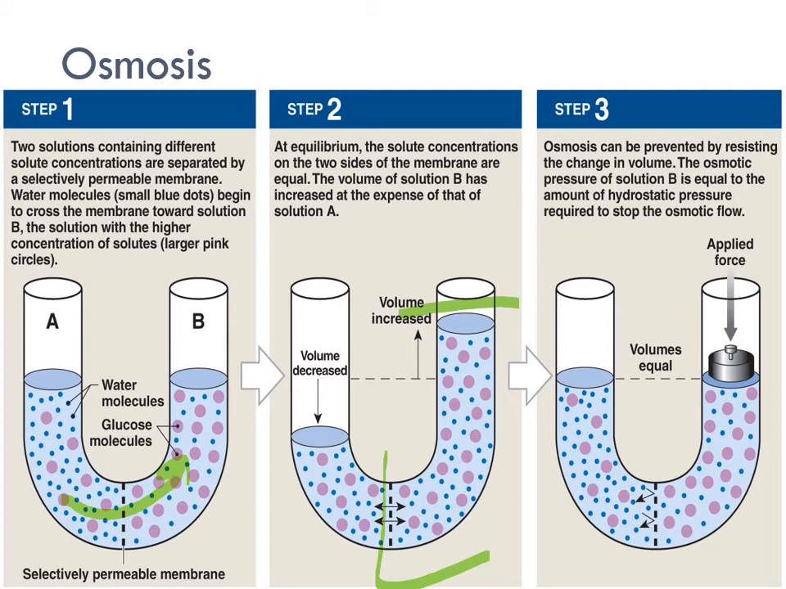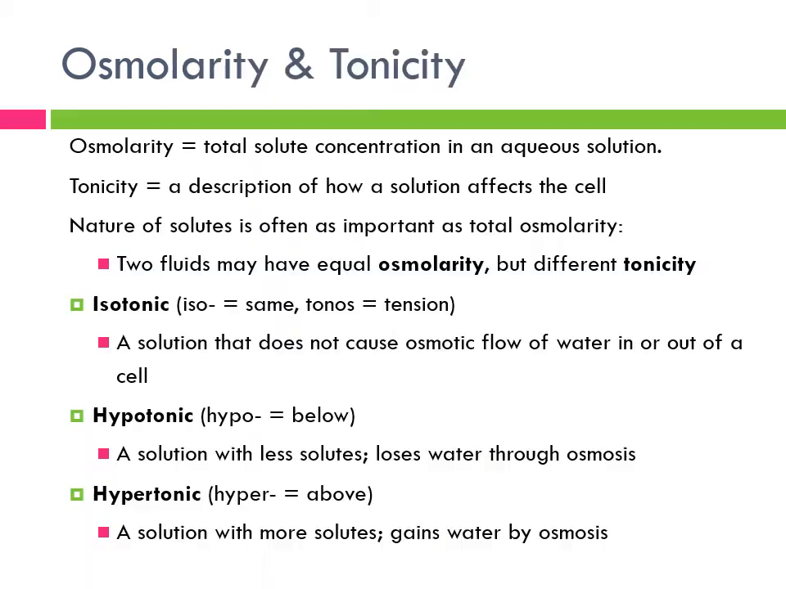Osmosis can be prevented by resisting a change in volume, which would be having to apply a force onto side B to keep that water from being able to move over, and that is osmotic pressure. Osmolarity is the term for the total solute concentration in an aqueous solution. Aqueous means water-based, so osmolarity is the total number of solutes within a watery solution.